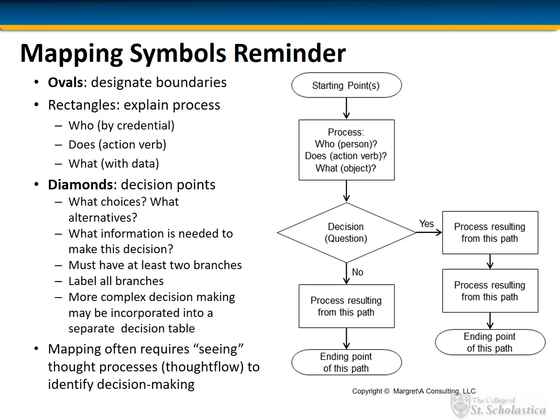Each action step should include 3 elements: who, by credential, does, which should be an action verb, and what, with as much description as will fit in the symbol. Diamonds designate decision points, which must at a minimum have 2 branches, such as yes or no and many others, and there can be multiple branches.